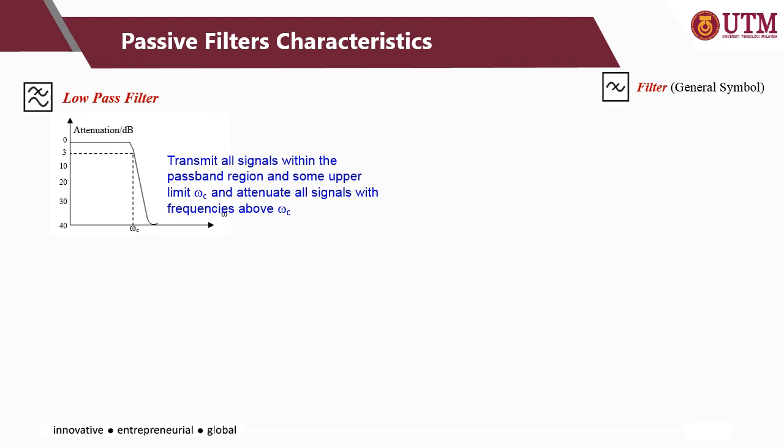Right, so this is another revision: passive filter characteristics. For the low pass filter, or LPF, it transmits all signals within the passband region, up to some upper limit of omega c, and attenuates all signals with frequencies above omega c. So the region outside the passband will be rejected.